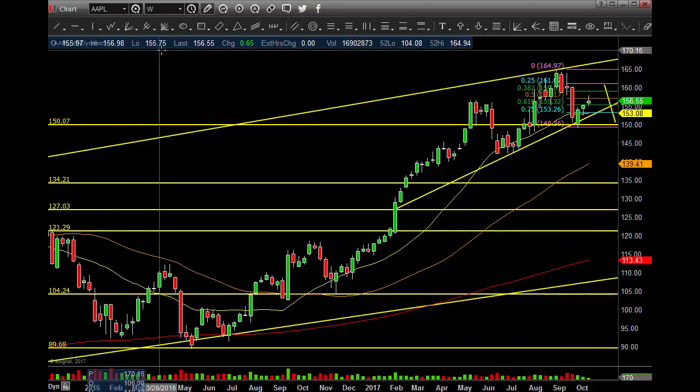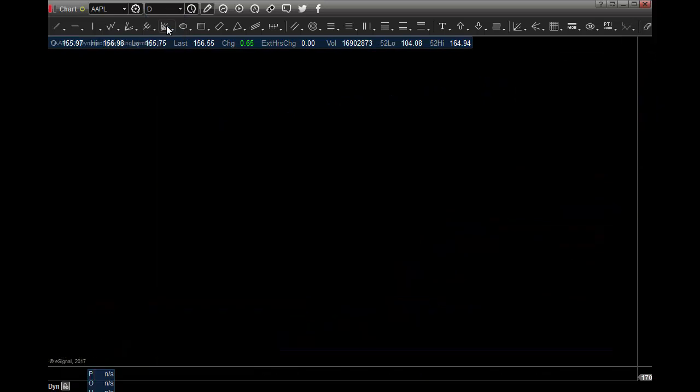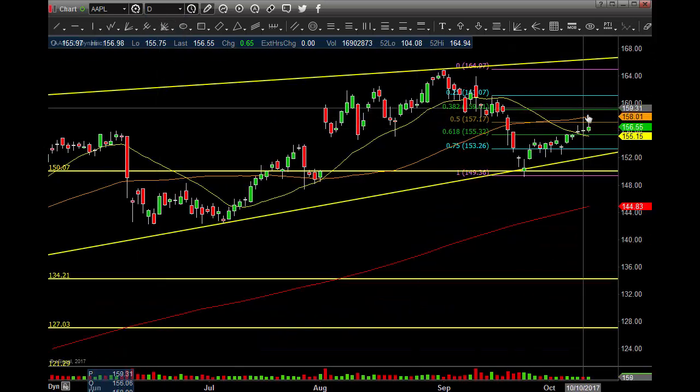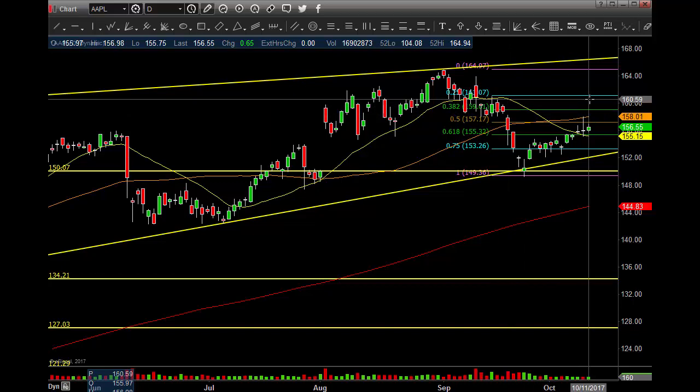So watch for that. But ultimately, guys, if you're bullish, let's go back to the daily. Got to get back above the 50, the 618, fill the gap.